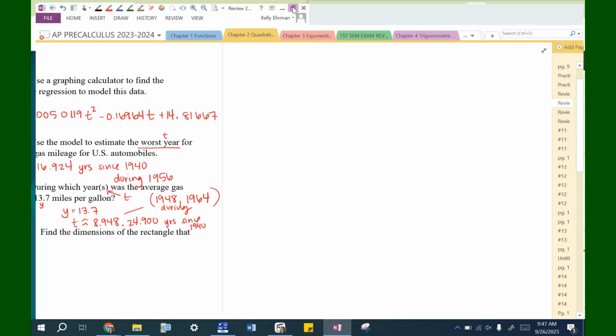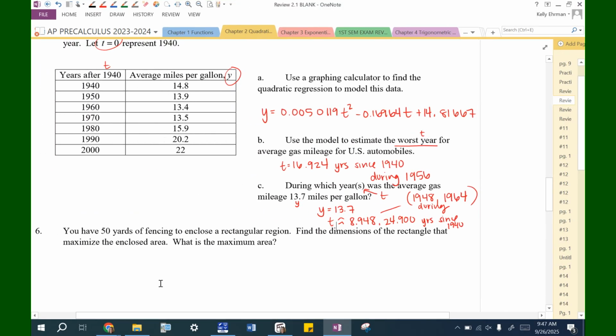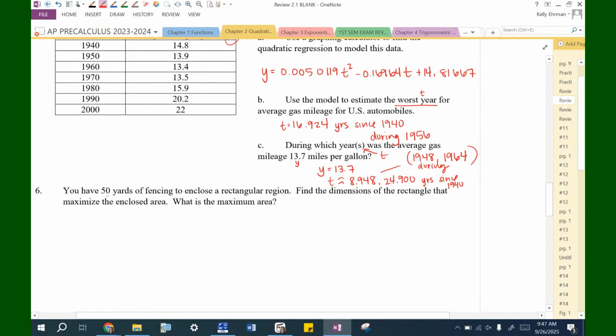All right, the next problem says you have 50 yards of fencing to enclose a rectangular region. So give yourself a little rectangle here. The amount of fencing is always the perimeter, because think about fencing. You're not filling a rectangle with fencing, you're putting it around the rectangle. Find the dimensions of the rectangle that maximize the enclosed area. What is the maximum area?